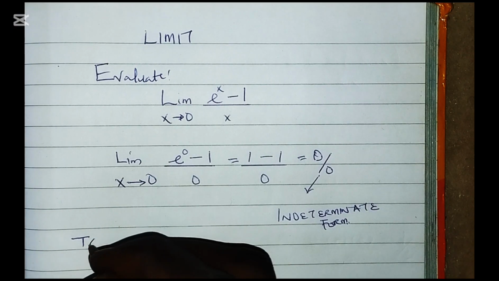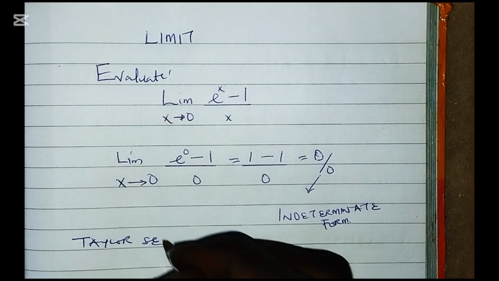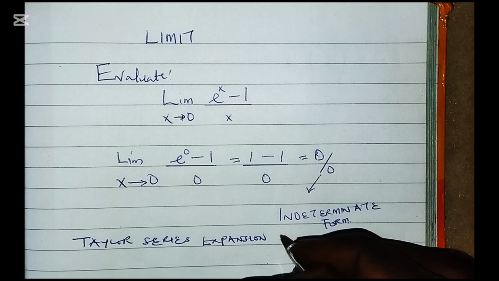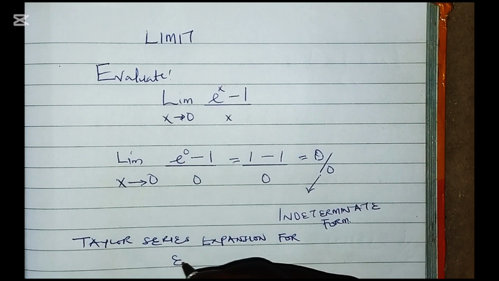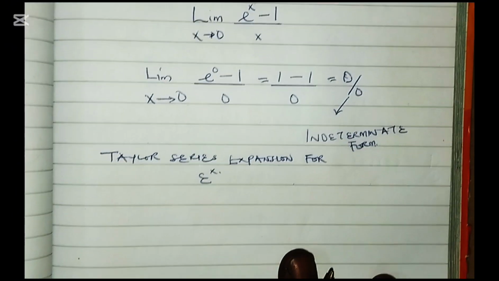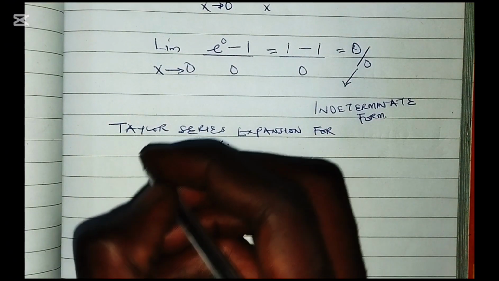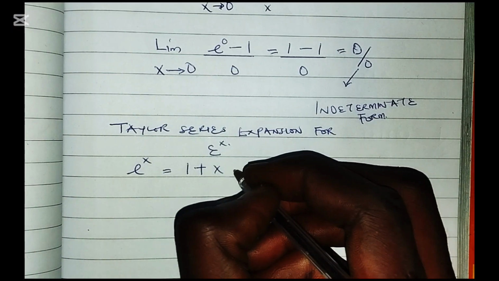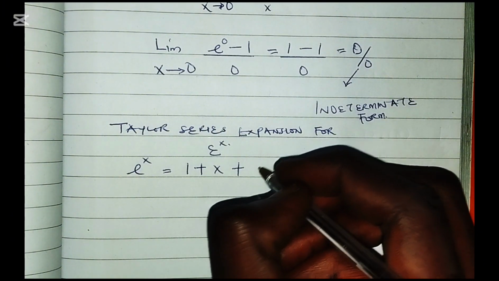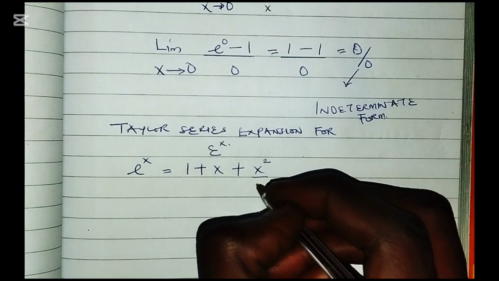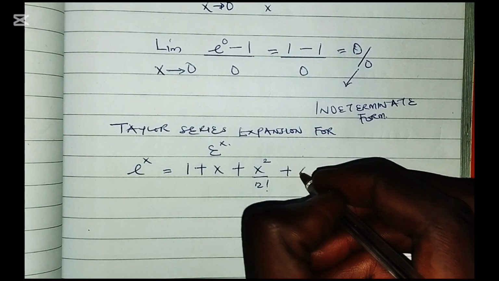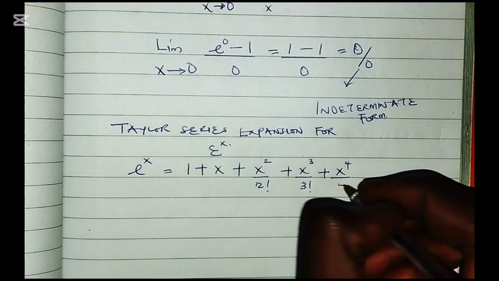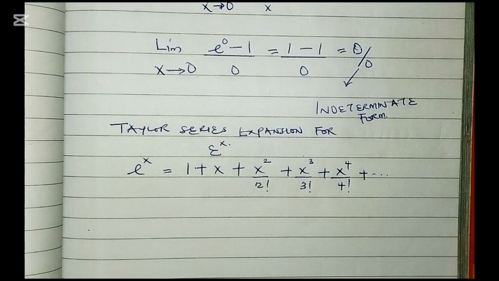The Taylor series expansion for e to the power of x is: e to the power of x is equal to 1 plus x plus, are you following me, x to the power of 2 over 2 factorial plus x to the power of 3 over 3 factorial plus x to the power of 4 over 4 factorial plus and so on.